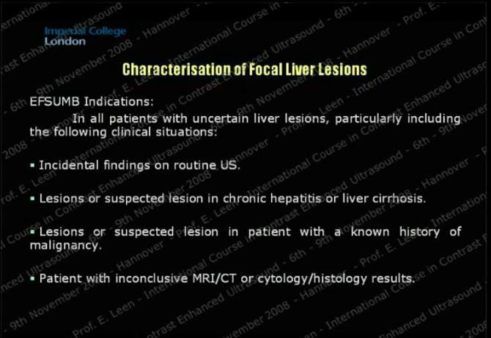Now, lesions suspected in chronic hepatitis and liver cirrhosis, as we said already earlier on, this can be a very gray area, and I'll show you the flow diagram later on how we make the characterization of different tumor types in the background cirrhotic liver. The third indication is suspected lesions with a history of malignancy.